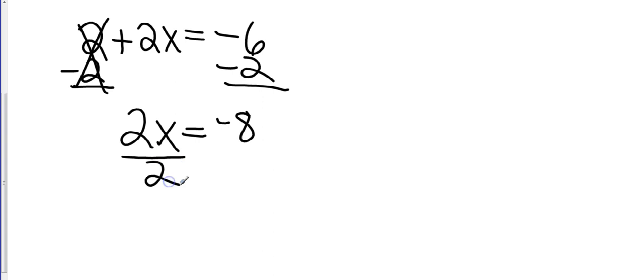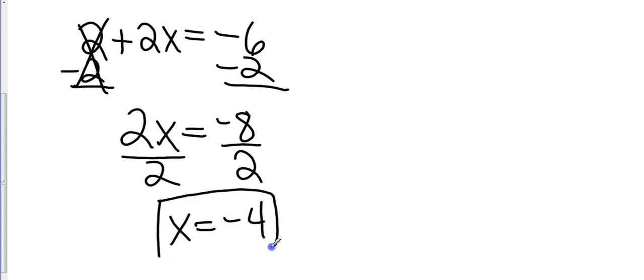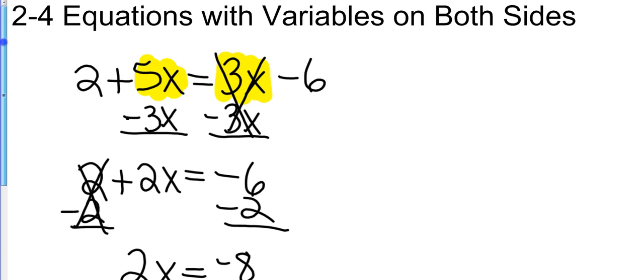We're going to divide both sides by 2, ending up with x equals negative 4. So if I took that negative 4, I'm going to write that over here.